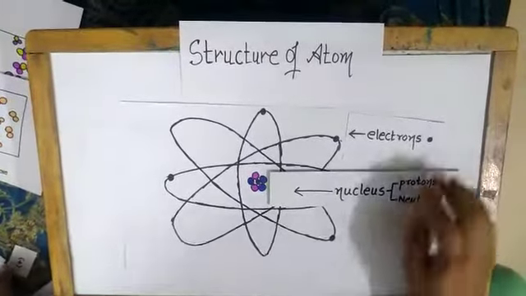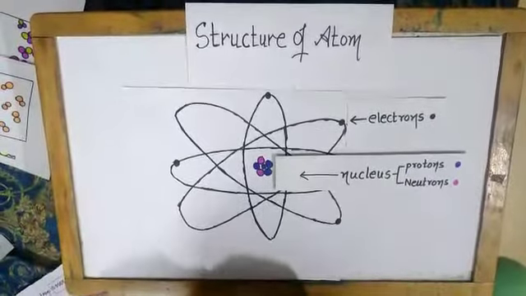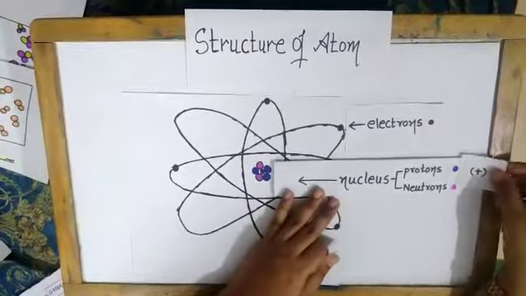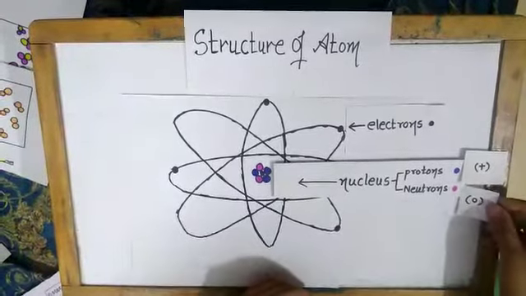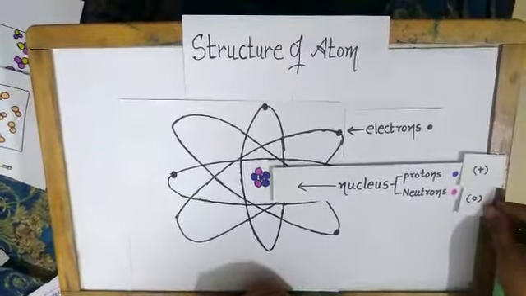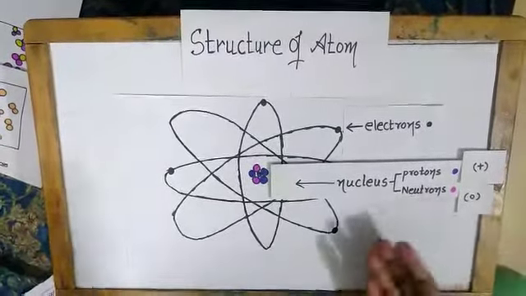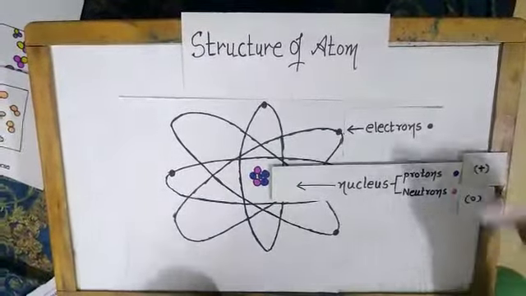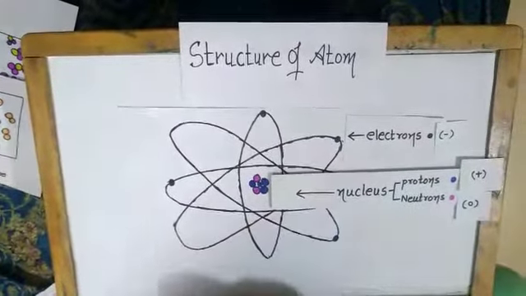Now it is very important to understand the charge of these subatomic particles. Protons are positively charged particles, and neutrons have zero charge, which means you can say they are neutral. As the name says, neutrons, neutral, that looks similar. Electrons are negatively charged particles.